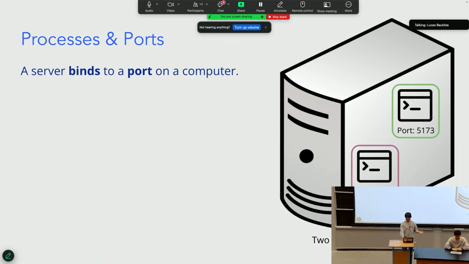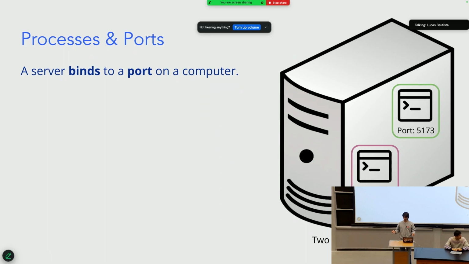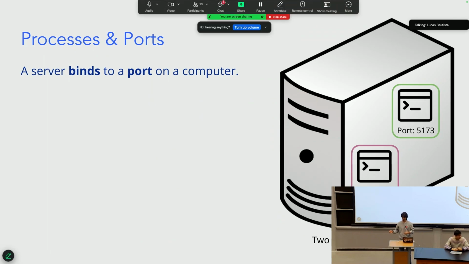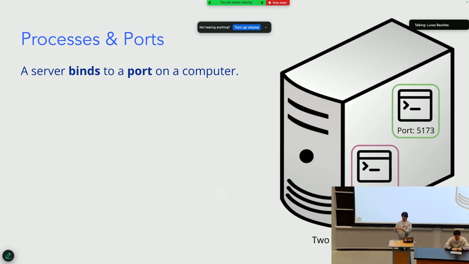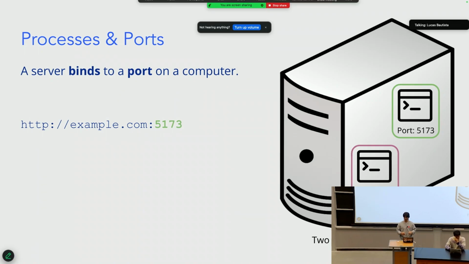On a server computer, we have multiple ports, and a server just binds to a port. So a server will be an application that binds to a certain port, and on that port, that server will be listening for requests from some other computer. So an example for a port address and a URL would be http example.com and then 5173. And this indicates that we're sending a request to the computer associated with the domain name example.com, and it's going to the port 5173, because that is where our data is going to be served.